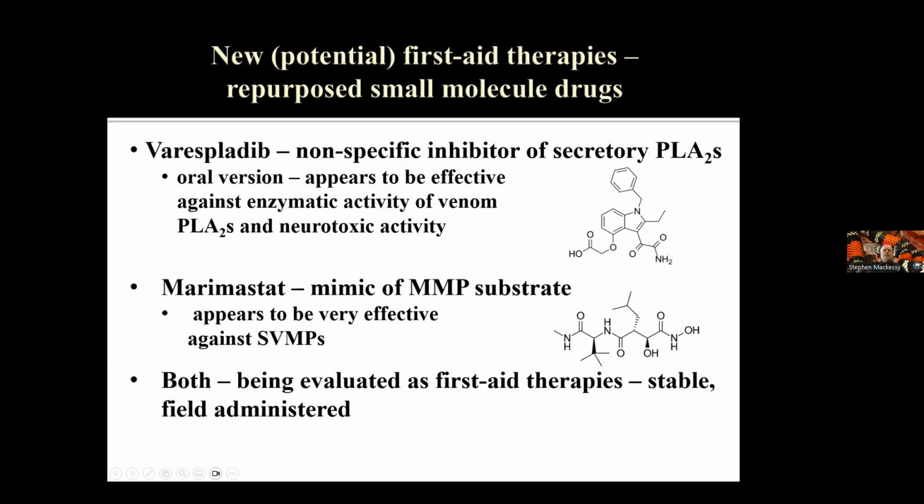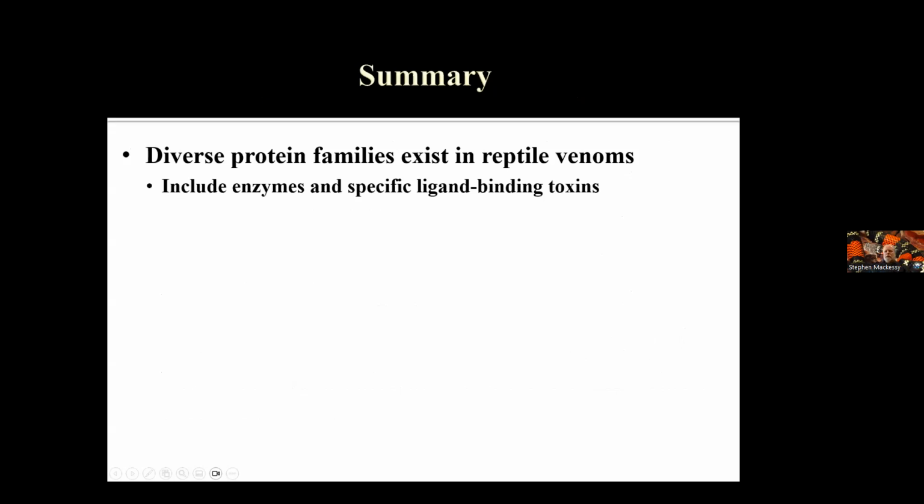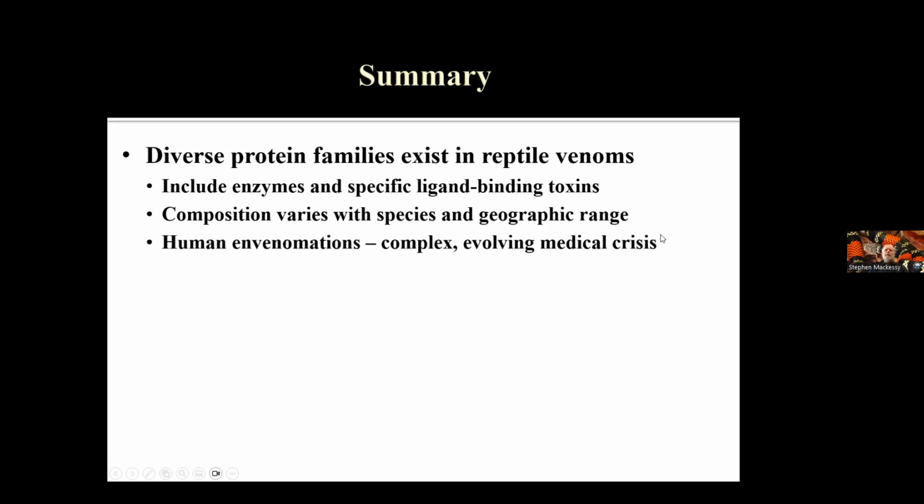Well, what I've tried to do is give you an overview of some of the protein families that are most common in these different types of venoms. And they include enzymes as well as specific non-enzymatic toxins. Variation is kind of the name of the game. We've seen that in the previous presentation as well.